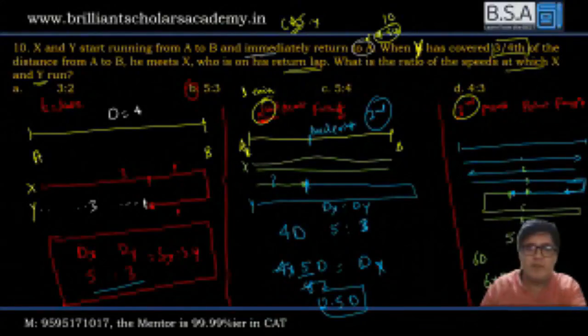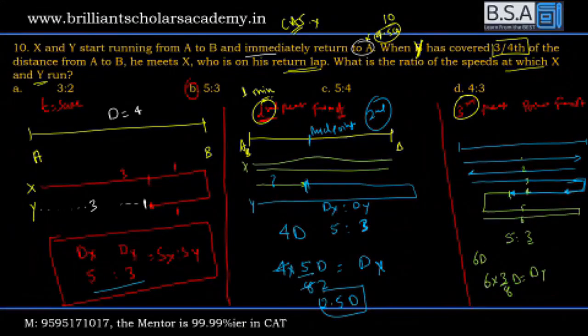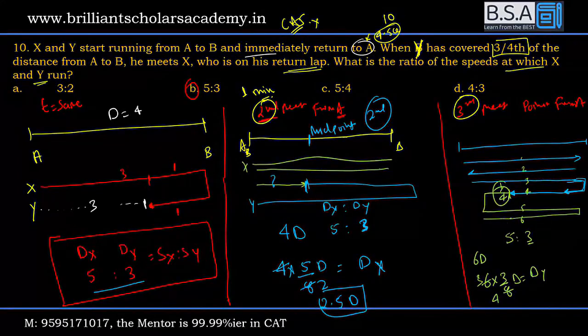I'll just switch off the camera. I think you won't be able to see. So distance traveled by Y would be 3, 4. That is 9/4. 9/4 means 1/4. 1/4 of the distance has been traveled by the other fellow when they meet.